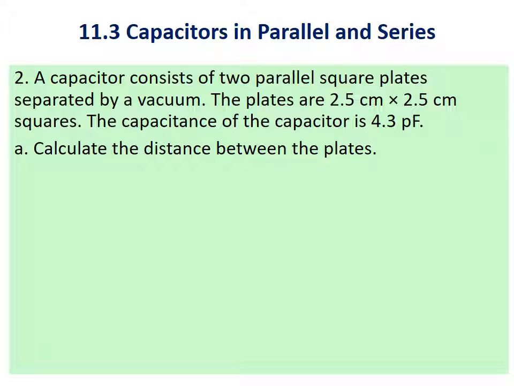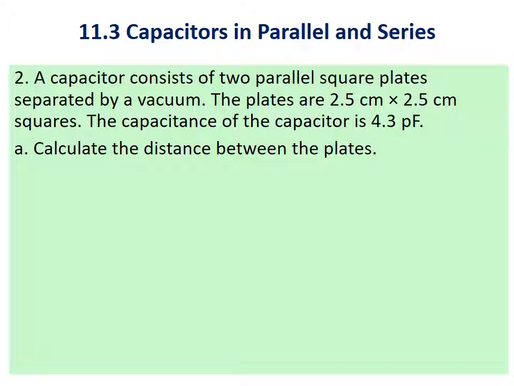Practice 2. A capacitor consists of two parallel square plates separated by a vacuum. The plates are 2.5 by 2.5 centimeter squares. The capacitance of the capacitor is 4.3 picofarad. Calculate the distance between the plates.